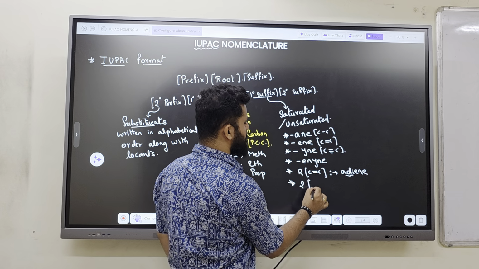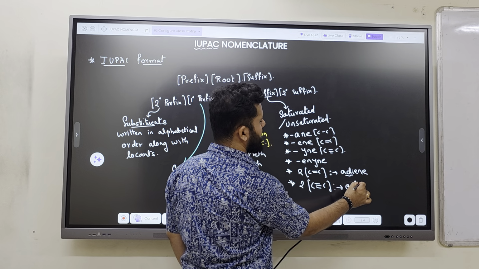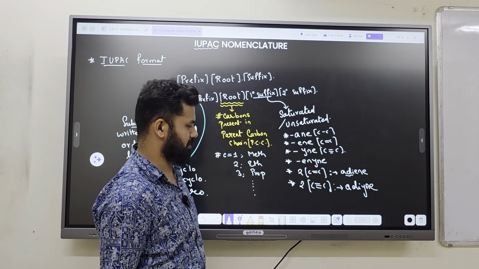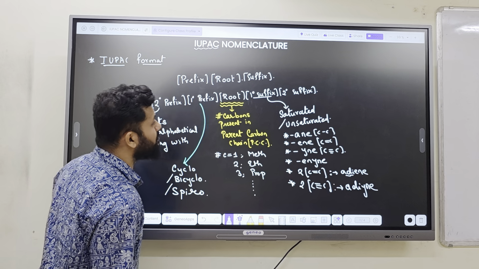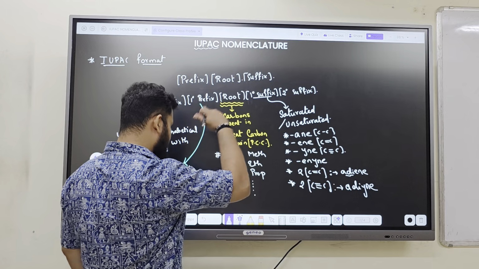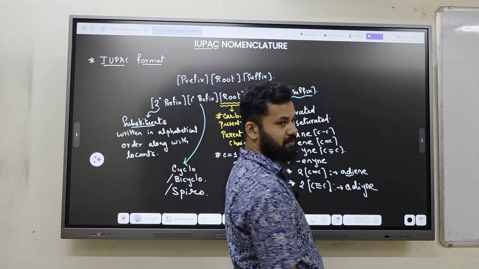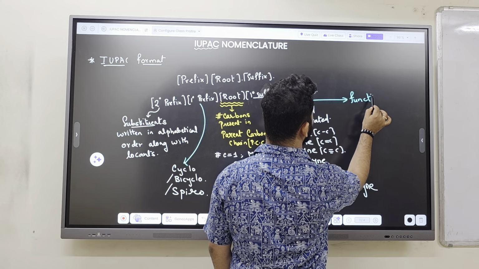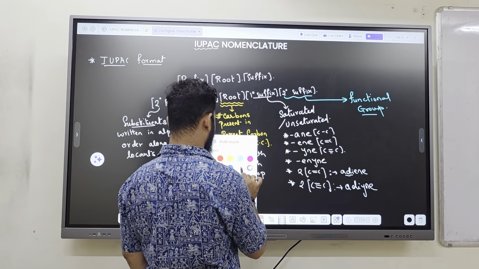If there are 2 triple bonds, then the primary suffix would become a-diyne. That A is important. All right. And then the most important part after the root word, of course, would be the secondary suffix, which tells us about something called a functional group.